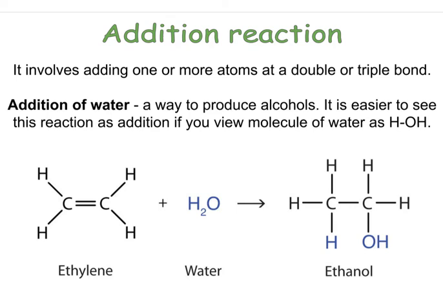Here's the last example of addition reactions. Over here we have ethene that is adding water. And adding of water in the formation of alcohols is easier to see as an addition reaction if you view molecules of water as an H-OH compound. So once again, one of the double bonds here in ethene is broken and one of the carbons attaches hydrogen and another carbon accepts hydroxide group and attaches it to the molecule. So as a result, we have ethanol being formed.